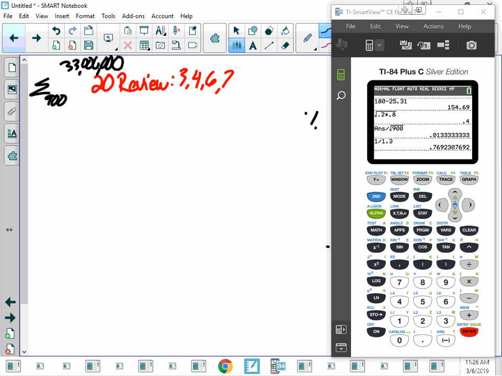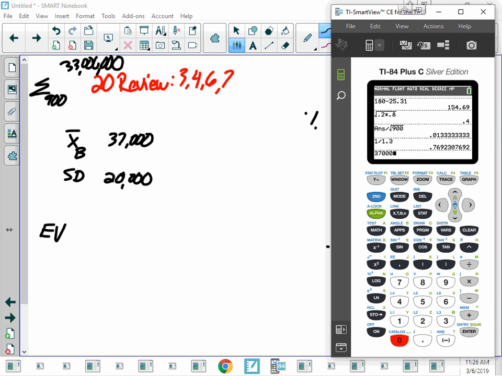So 37,000 is the average, and the SD is 20,000. So my expected value is going to be 37,000 times 900. Let's try that again.